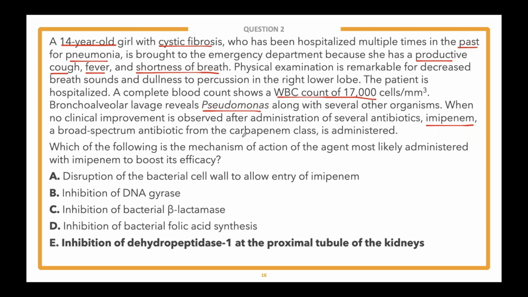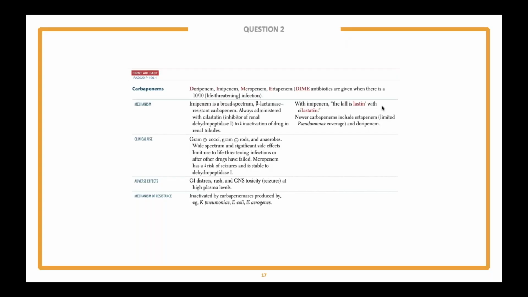I don't know, Sean, if we have the page with imipenem and the carbapenem antibiotics on it, but you can see here that, again, we talked about the DIME antibiotics. That's the first letter of each one of them in this carbapenem, very hardcore broad spectrum class. And then the slant rhyme here is, with imipenem, we're always going to administer it with cilastatin.